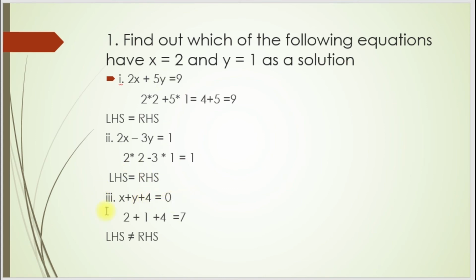Then third one, x plus y plus 4 is equal to 0. Here from the question itself you can identify that LHS and RHS are not equal, because all terms are plus. You put 2 instead of x and 1 instead of y. So, 2 plus 1 plus 4 is equal to 7. That 7 is not equal to 0. So, LHS is not equal to RHS. So, x is equal to 2 and y is equal to 1 is not a solution of this particular equation.